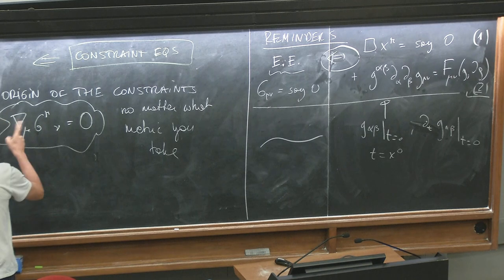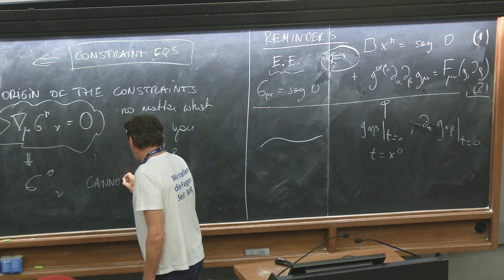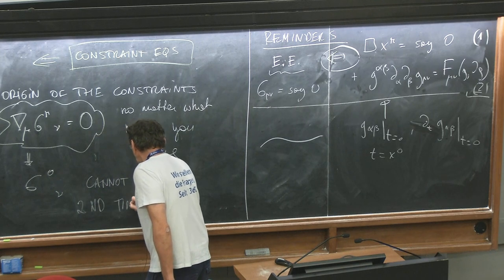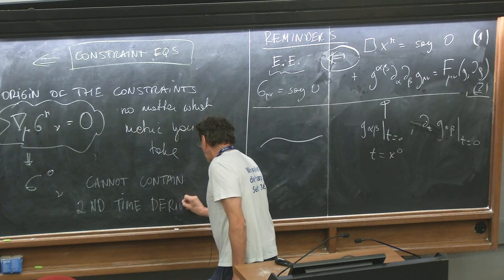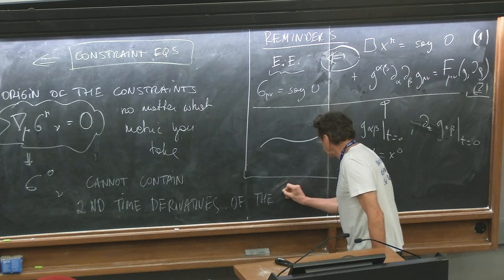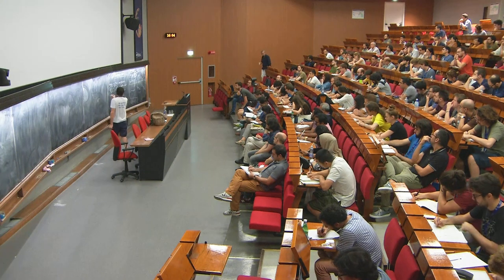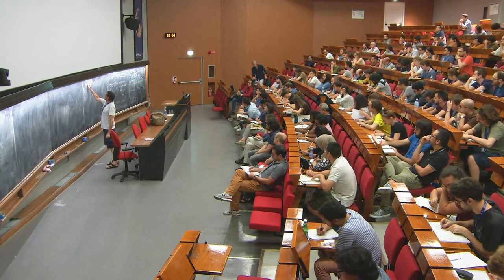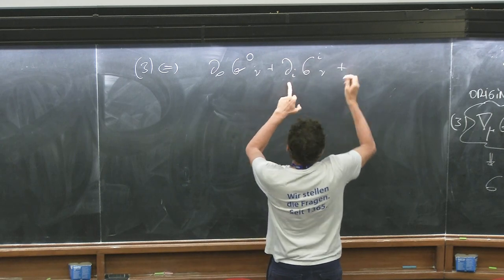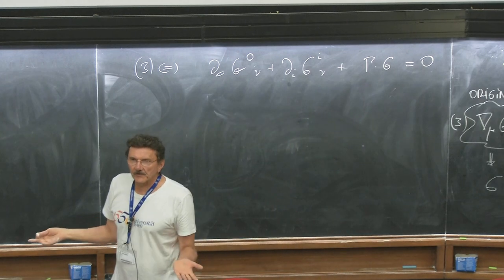Good. But this implies that G zero nu cannot contain second time derivatives of the metric. And this, no matter what coordinates you take. And it's easy to see. How does it go? Well, you write this equation. So let's see, this is going to be our equation 3 today. You'll get d0 G0 nu plus d_i G_i nu, well, these are space derivatives now, plus, well, you get a bunch of Christoffels, plus gamma times G is 0, no matter what metric there is.